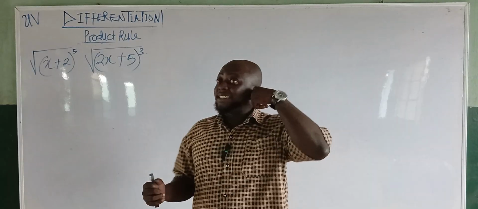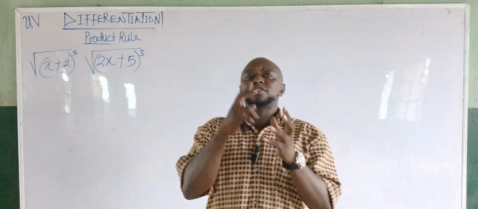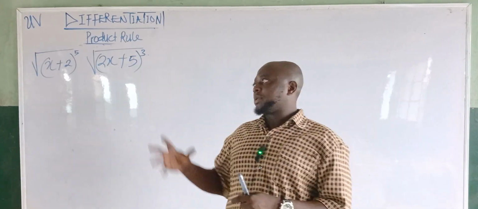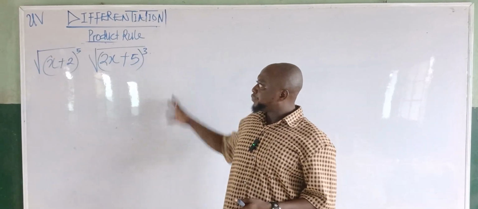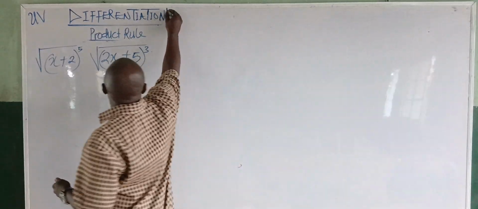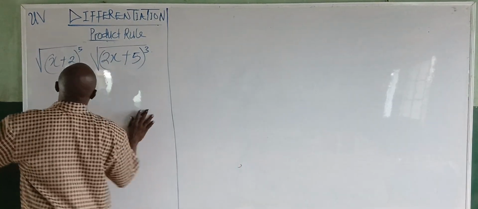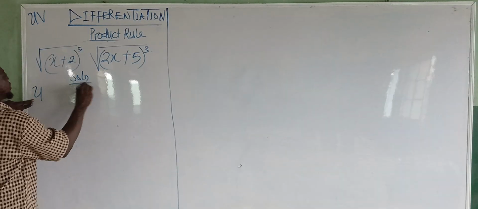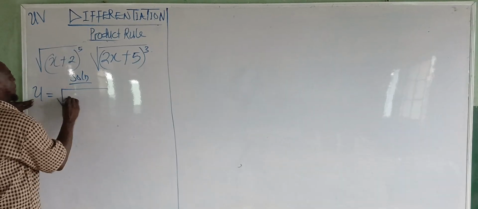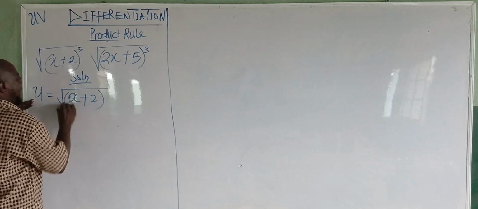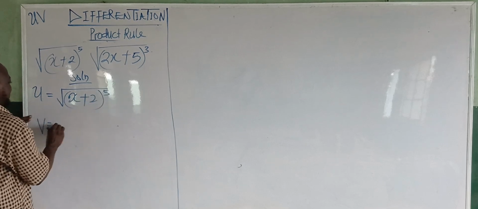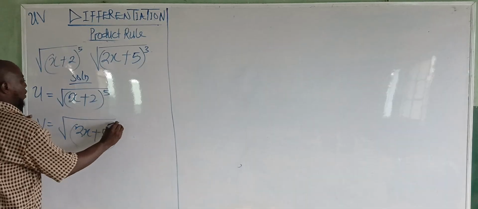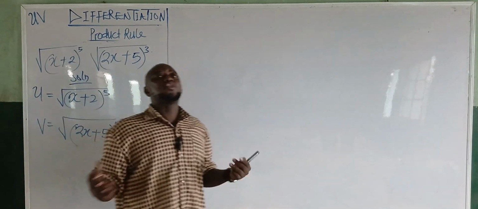We are discussing differentiation involving square roots using the product rule. So this is the question. Now, what do we know going further? We know that the first bracket, the first root, sorry, is for my u, while the next bracket is for my v, all raised to the power of 3. So what do we do going forward?